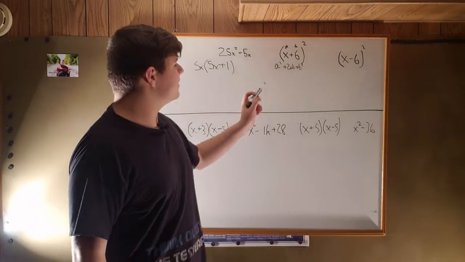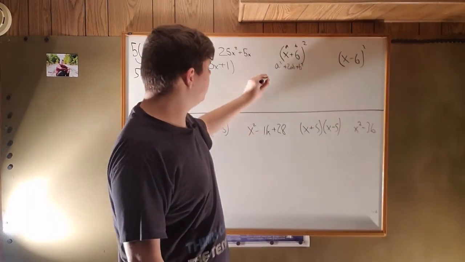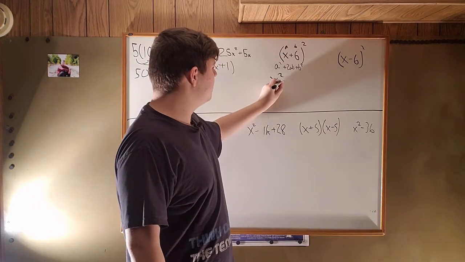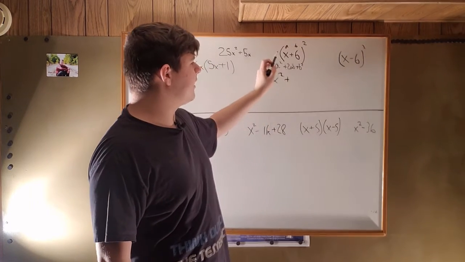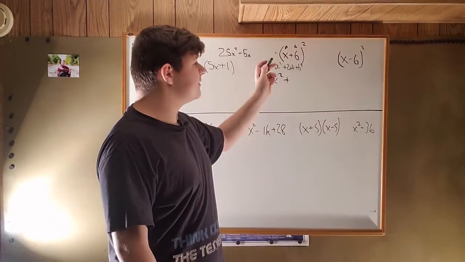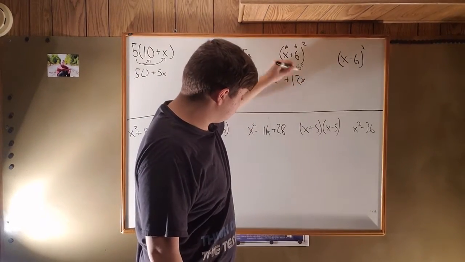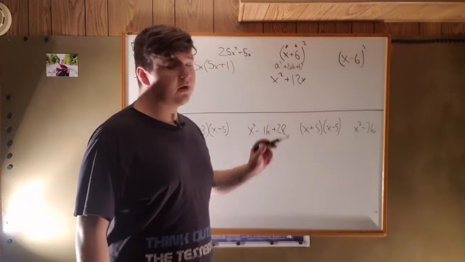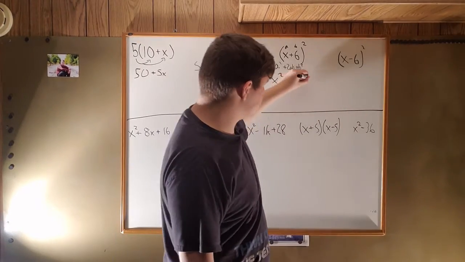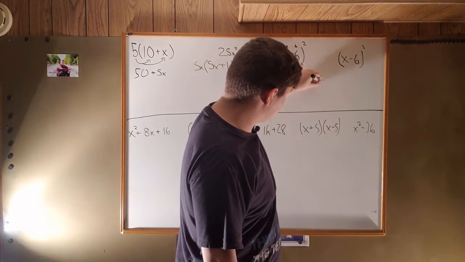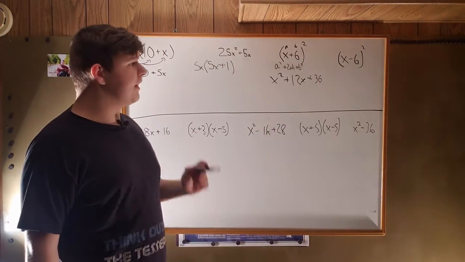But if we're to do this, a squared would be x squared. 2ab would be 2 times x times 6. 2 times 6 is 12, so we get 12x. And b squared is 6 squared, which is 36. So that's what we get for that.